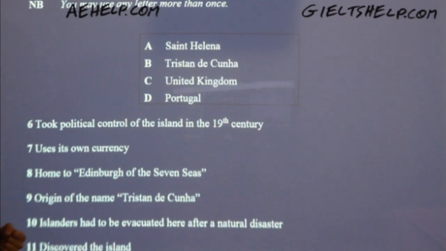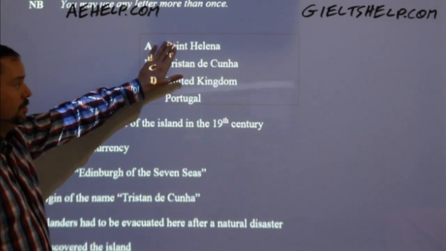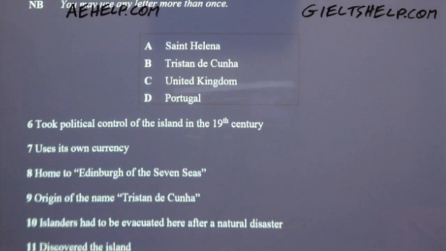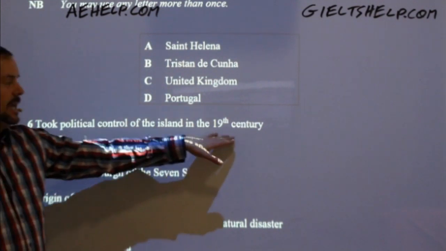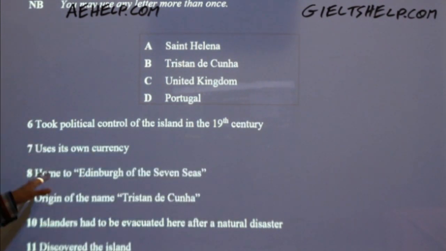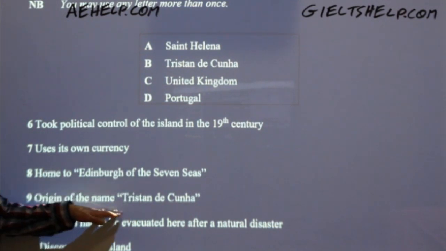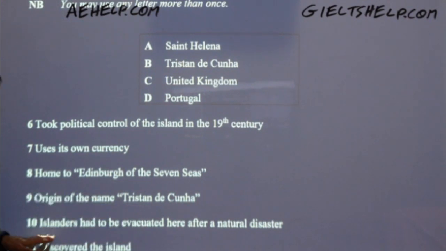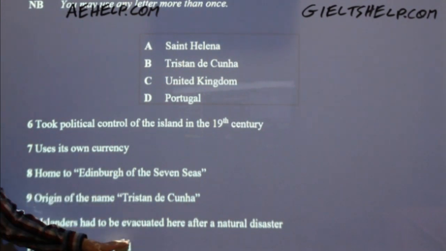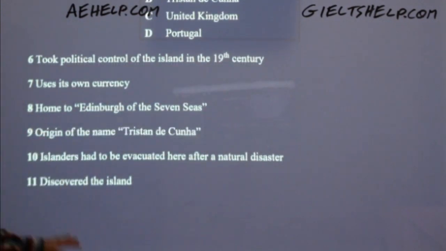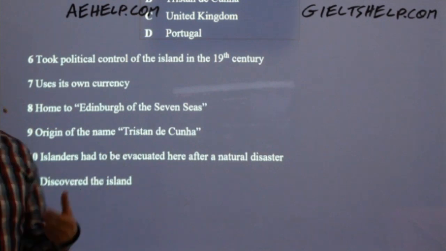So I can predict that the passage will include some information, not just about Tristan da Cunha, but also the 3 other locations. Took political control of the island in the 19th century, uses its own currency, home to Edinburgh of the Seven Seas, origin of the name Tristan da Cunha. Islanders had to be evacuated here after natural disaster and discovered the island. So again, more about the history.